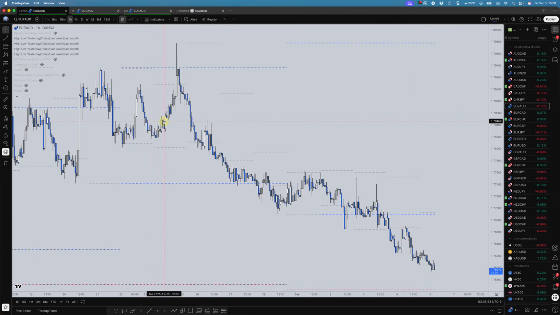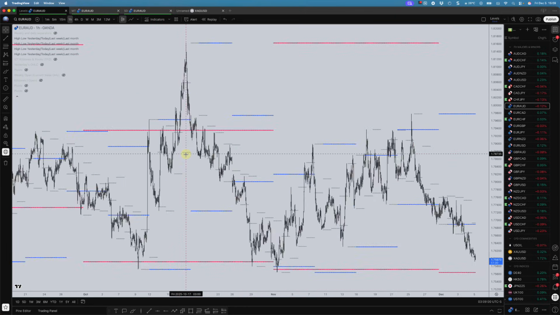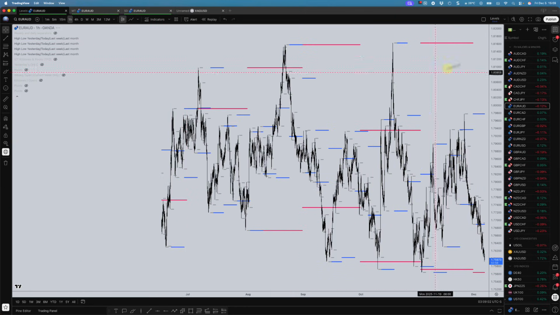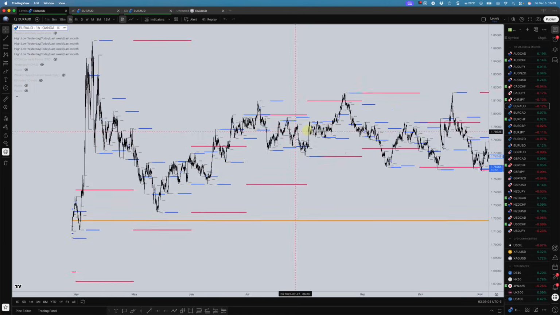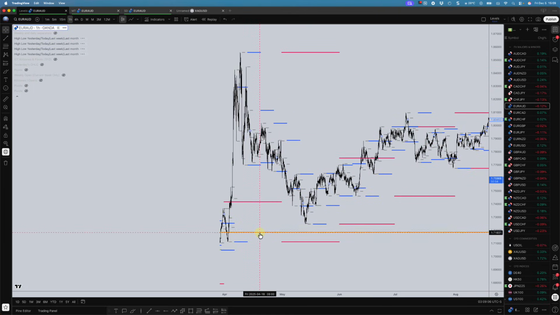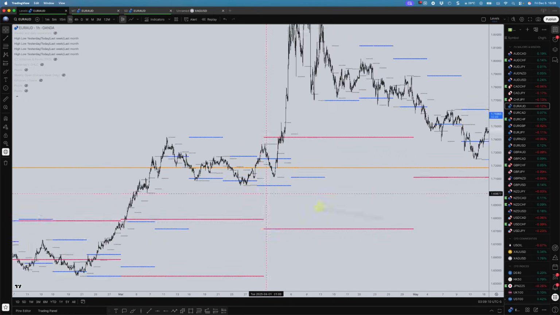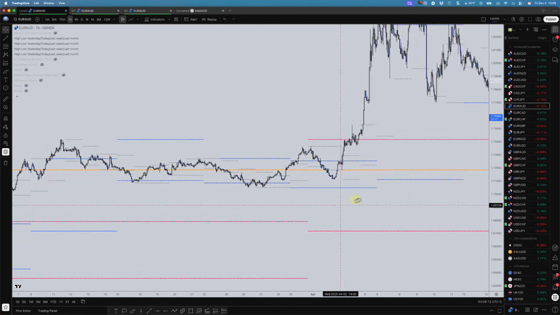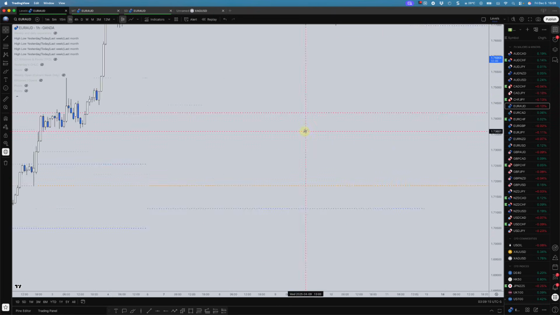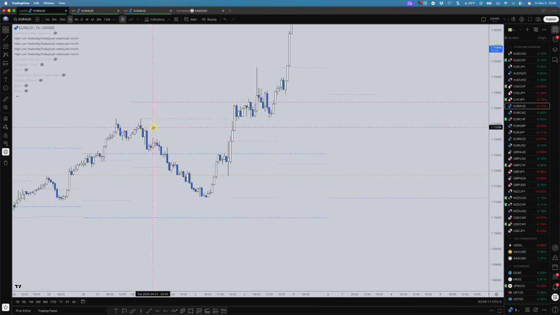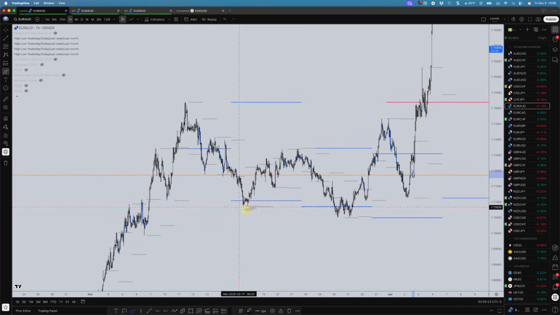So we have yesterday, last week, last month, and then we have also last year's high and low, which for me is this fat orange line here. And this is not really a level that you can trade because, well, maybe you can, because if you look at this rejection here, that was really to the pip. But usually there's a lot of range around this level.